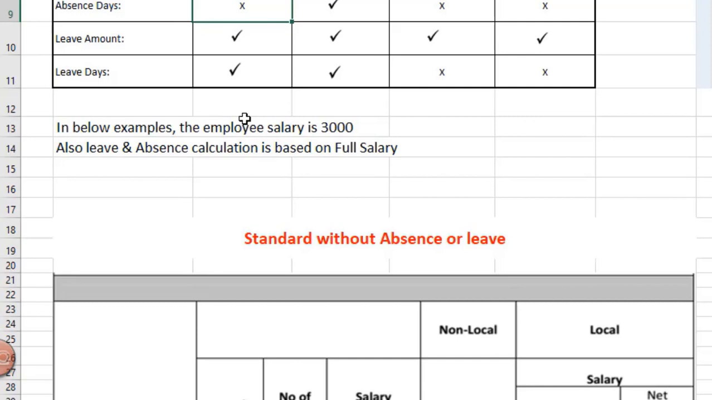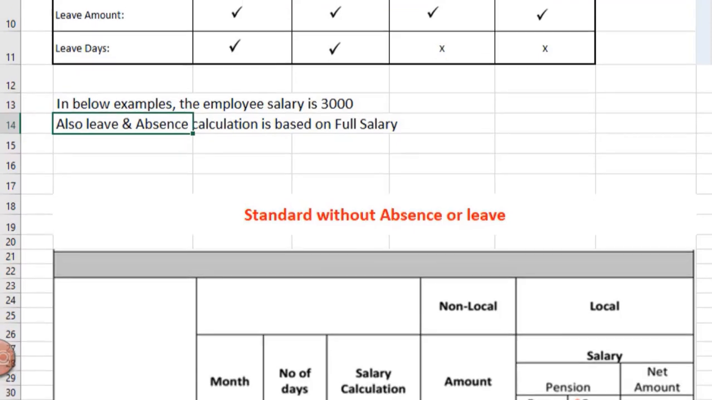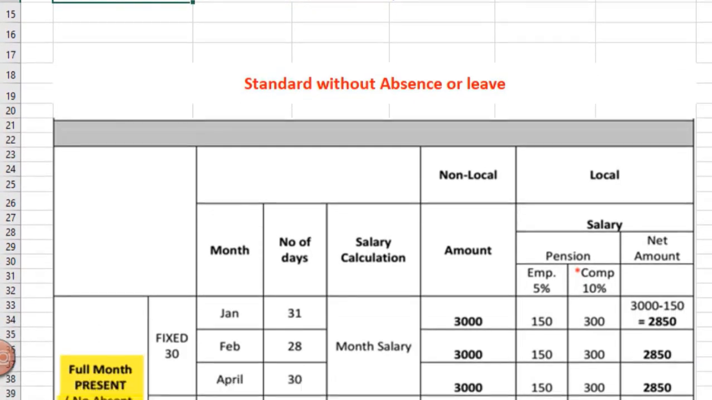Those are the given information. Let's say an employee has his or her salary set as 3,000, and then let's see how their leaves and absences are going to be calculated based on the full salary, which is the 3,000. We will see how pension also is affecting it.